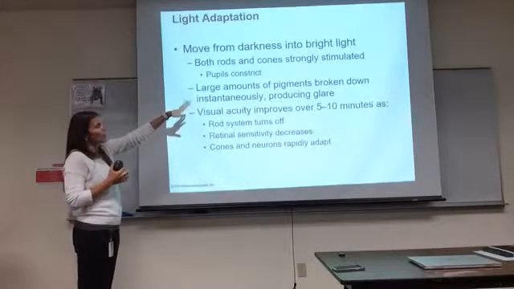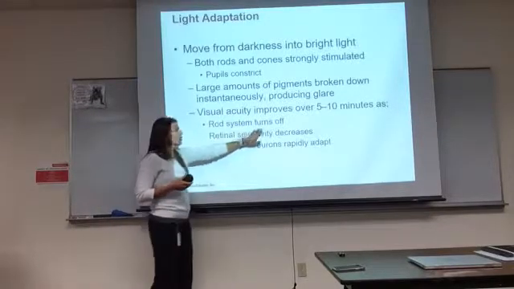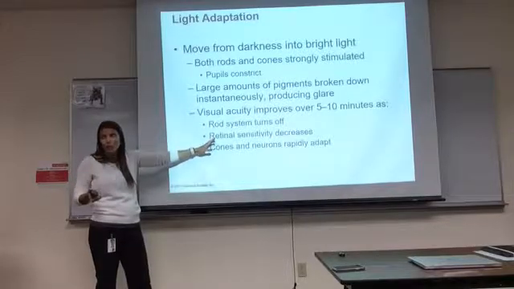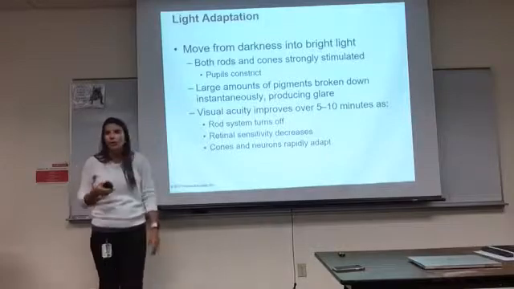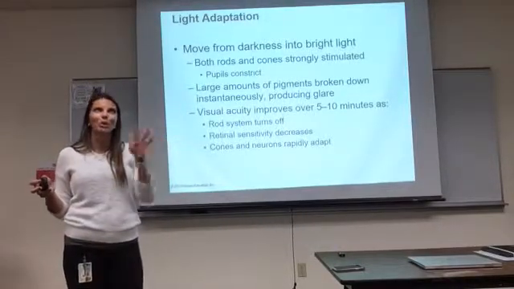Okay, so cones are taking over. We're seeing a lot because of the bright light. Again, 5 to 10 minutes. The rod systems will slowly start to turn off. Your retinal sensitivity will decrease, so as you get used to it, your pupils get smaller, and then your cones are starting to allow you to see color. 5 to 10 minutes if you're going from dark to light.